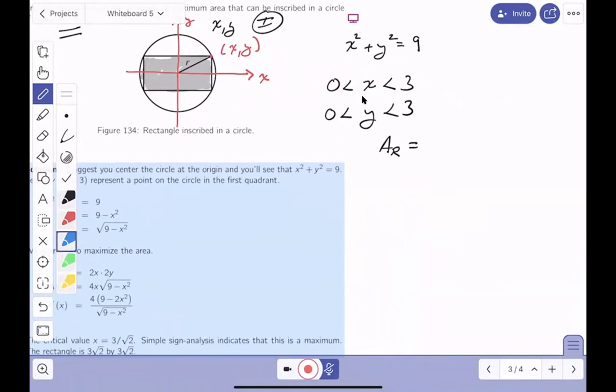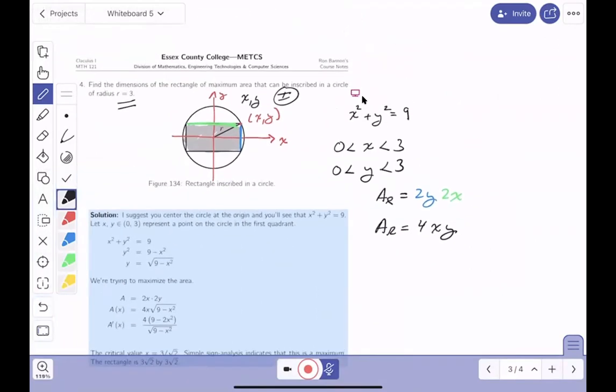Well, I'm looking at it and I need to get this dimension here, and that's clearly 2y. It's twice the y. And then I need to get this dimension over here, and that's going to be twice the x. Let me write that down. So what's the area going to be? The area of the rectangle is going to be 4xy.